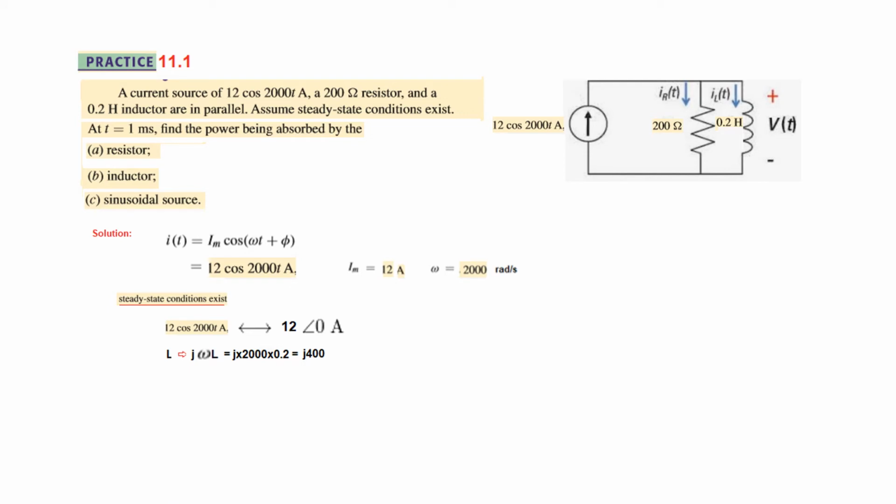And also we convert the inductor here, 0.2 Henry. The inductor can be written as j omega L. So omega we have found out from here to be 2000 radians, 2000 multiplied by L, so the end result is j 400. And now let's draw the phasor circuit. So this circuit converted into phasor form becomes 12 angle 0, the resistor remains the same, and the inductor 0.2 Henry will now become j 400.